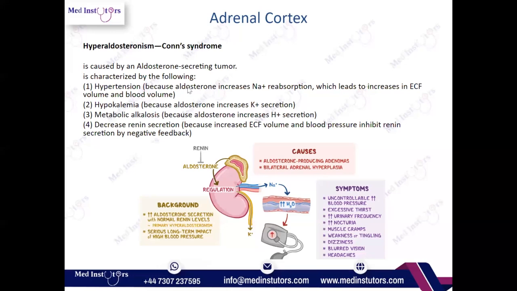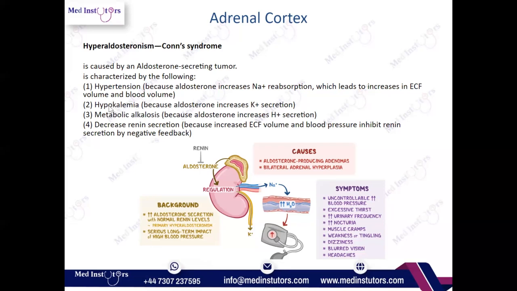Because why hypertension? Because if there is more and more aldosterone, there would be more increase in the sodium absorption, which leads to increase in the extracellular fluid volume and blood, and which leads to hypertension. So this is very simple. Hypokalemia, because yes, if there is more and more sodium absorption, in return, the aldosterone have to pay the price, and that price is potassium. It is losing potassium, so leads to hypokalemia.